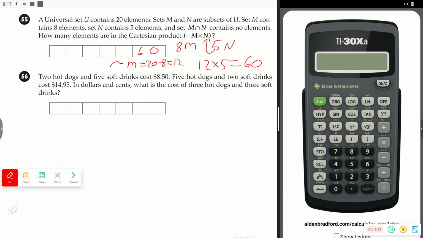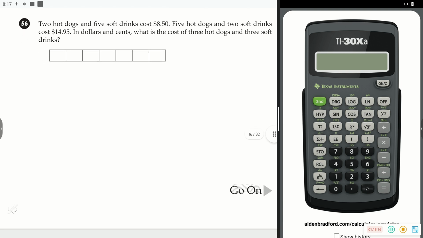That one, again, is kind of a weird one with these sets and not symbols. Hopefully they don't give you one like that on your test. It says 2 hot dogs and 5 soft drinks cost $8.50. 5 hot dogs and 2 soft drinks cost $14.95. In dollars and cents, what is the cost of 3 hot dogs and 3 soft drinks?